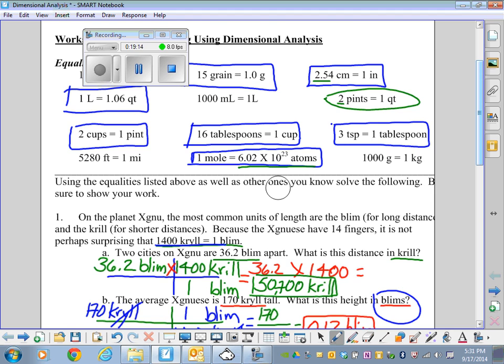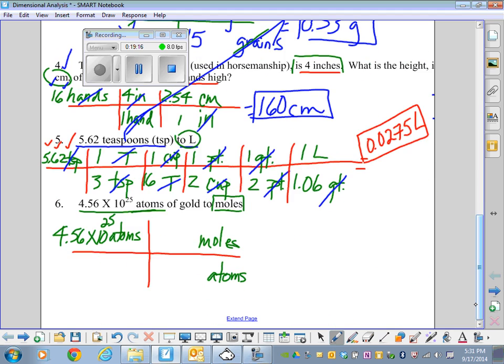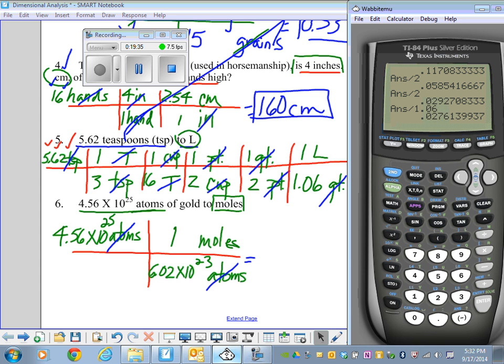Now, again, going back up, we see that 6.02 times 10 to the 23rd atoms equals 1 mole, so we will plug those values in. 6.02 times 10 to the 23rd atoms equals 1 mole. Now we'll cancel atoms, and we are left in moles, which is what we've been asked to solve for. So pulling up our calculator, let's plug that in.